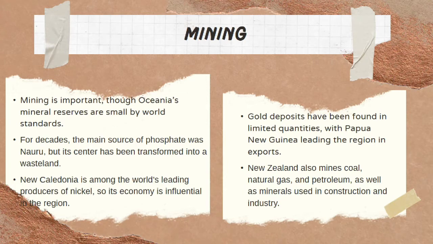Next is mining. Mining is important. Oceania's mineral reserves are small by world standards. For decades, the main source of phosphate was Nauru, but its center has been transformed into a wasteland. New Caledonia is among the world's leading producers of nickel, so its economy is influential in the region. New Zealand also mines coal, natural gas, and petroleum, as well as minerals used in construction and industry.